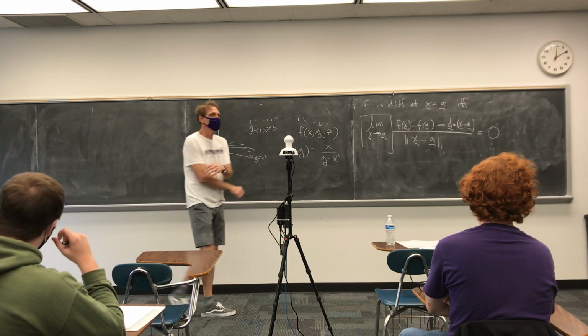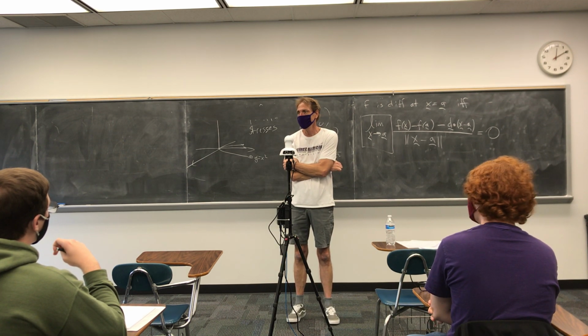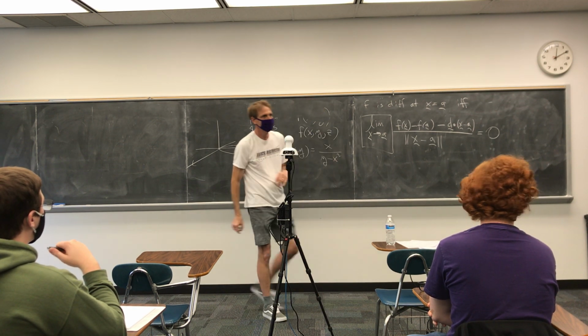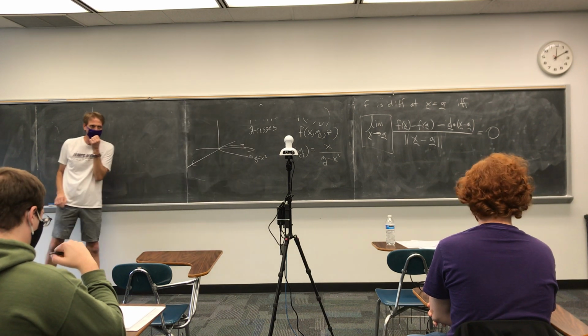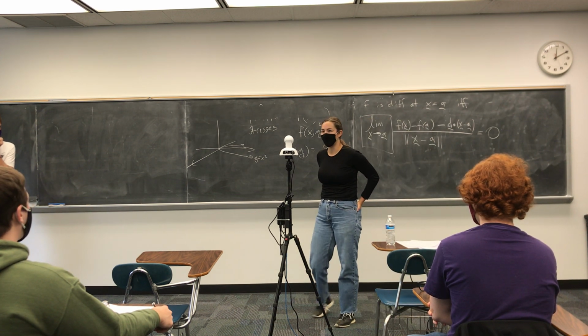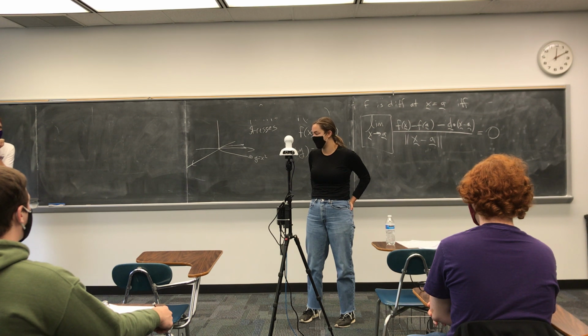Does anybody remember the definition of the limit in Calc 1? Very good, Caitlin. Come on up here, Caitlin. You stand in front of the camera, in front of your class. The limit as x approaches c of f of x equals L, if and only if for every epsilon greater than 0, there exists a delta greater than 0 such that if 0 is less than the absolute value of x minus c is less than delta, then the absolute value of f of x minus L is less than epsilon.